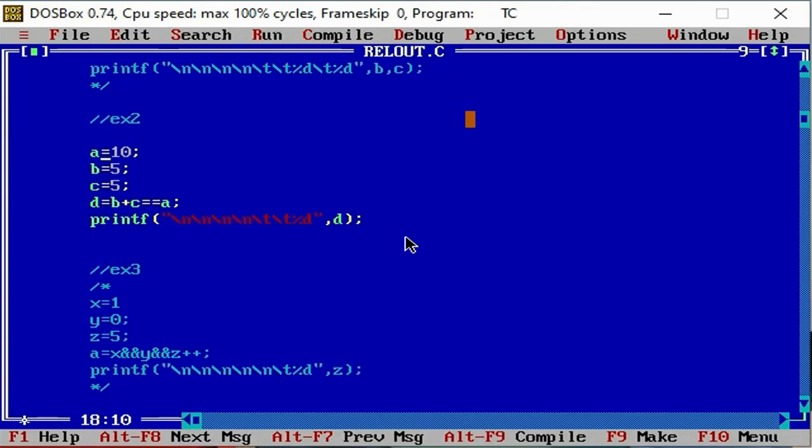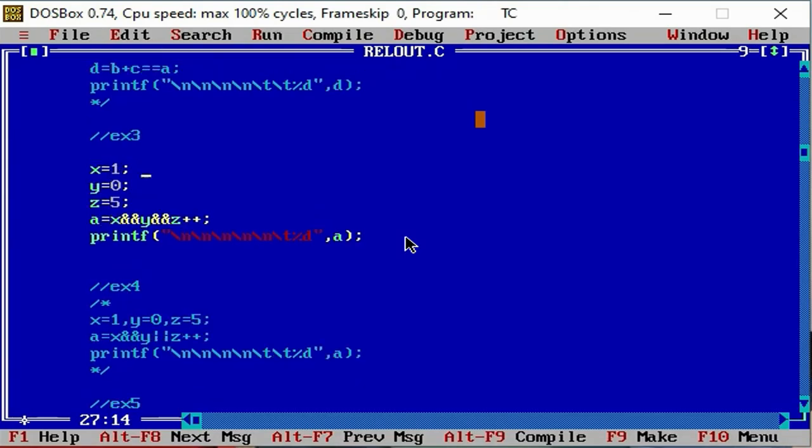Let's move on to the next question. This is the third question. The value of x is equal to 1, the value of y equals 0, z equals 5. Now x and y, x is true, y is false. Now we know that if any one of the operands in the AND operation is false, then the overall result is false. So the value false will be given to a, that means 0. So when we are printing a, that means 0 must be the output. See, 0 is the output. Let's move on to the next question.